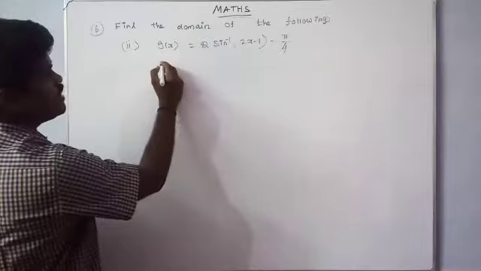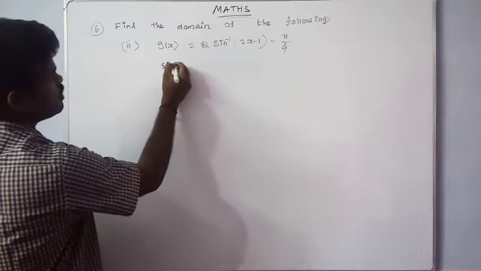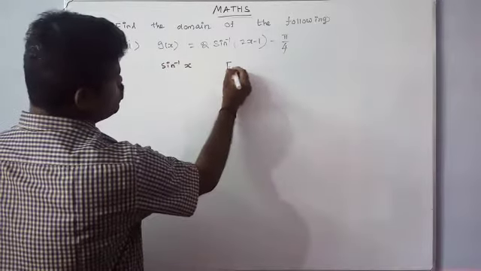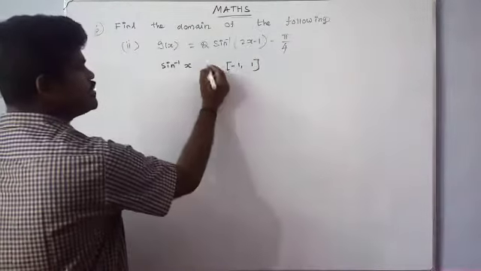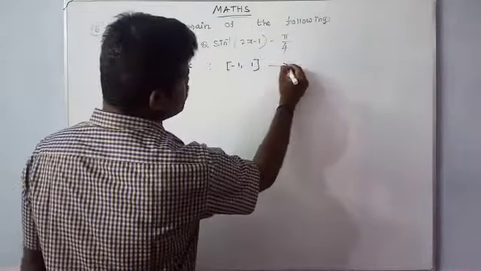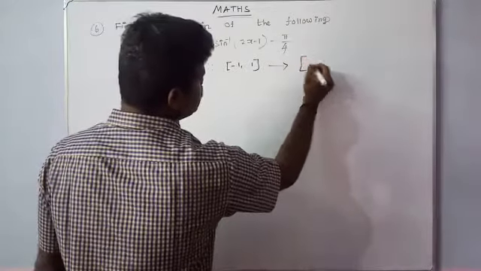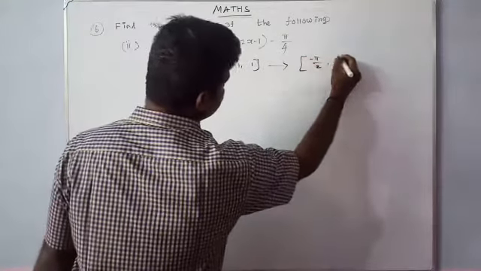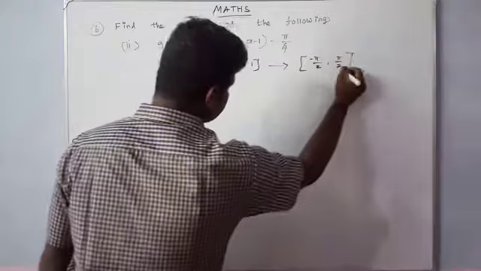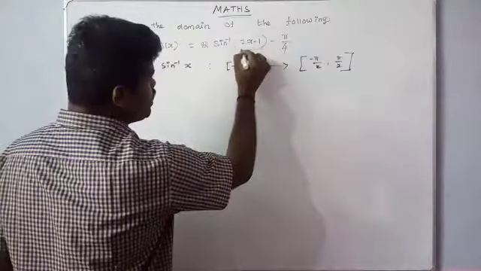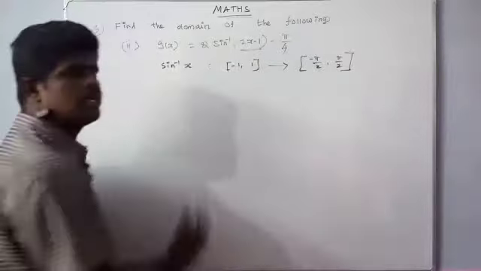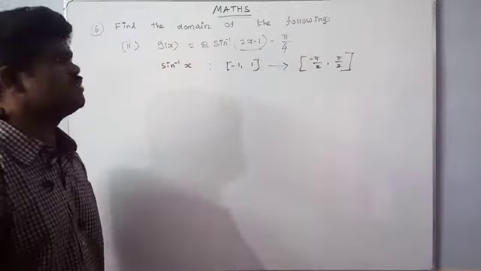The domain of sin inverse x must be, what is the value? Minus 1 to plus 1. This is the domain of sin inverse x. And the range of sin inverse x is what? Minus pi by 2 to plus pi by 2. Okay, right. So this value must lie between minus 1 to plus 1. This is the condition of sin inverse x.